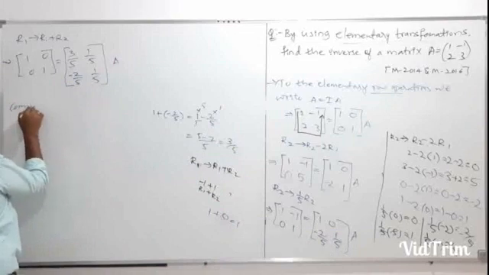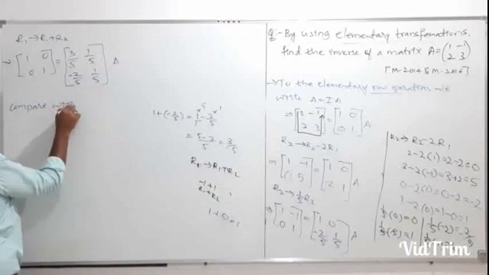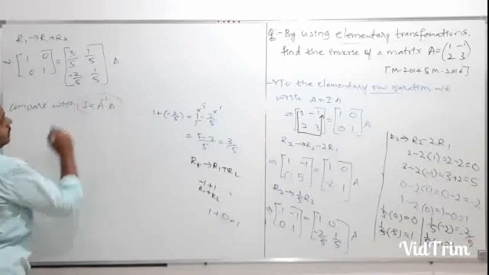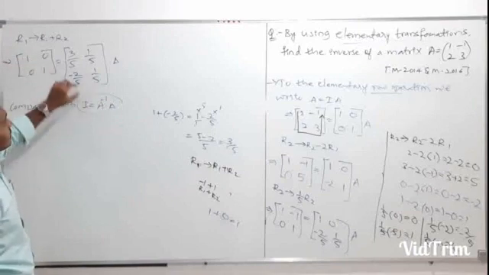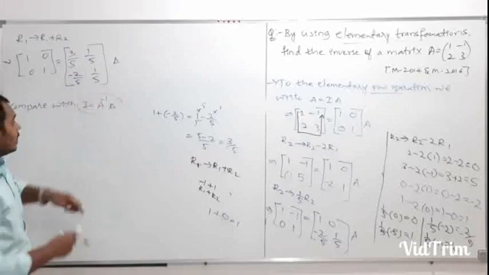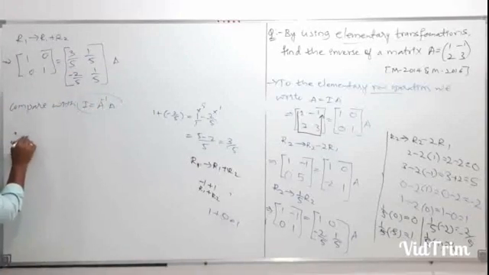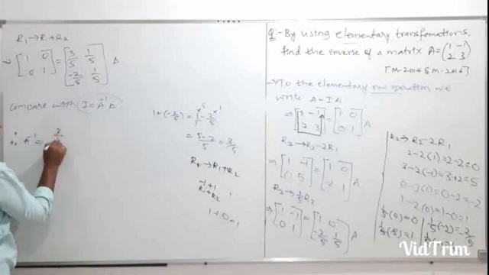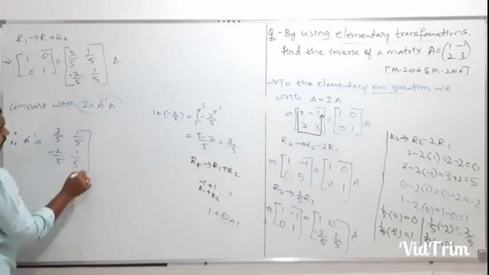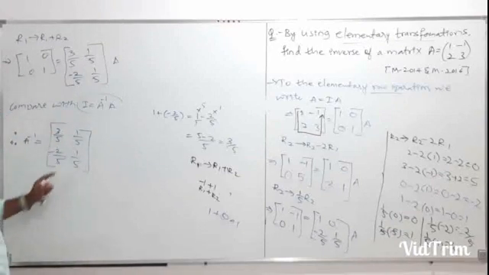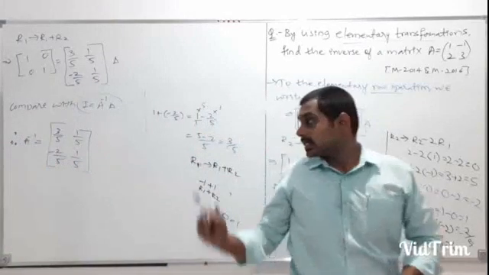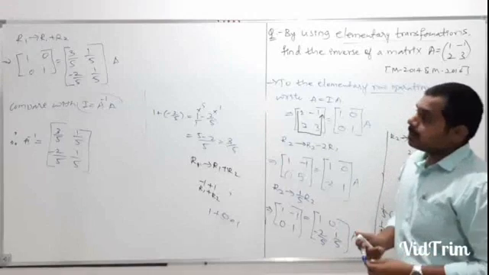Now my dear students, compare this with I equals A inverse into A. This is nothing but your identity matrix. In place of A inverse you have this element, and here this A is as it is. Therefore, A inverse is equal to 3 by 5, 1 by 5, minus 2 by 5, 1 by 5. This is your required A inverse. Like this you should calculate A inverse for any given matrix.